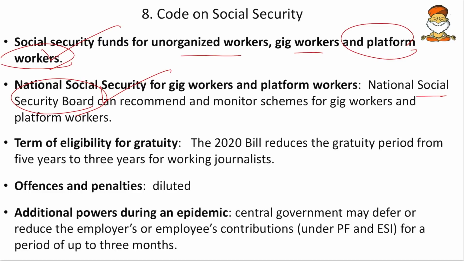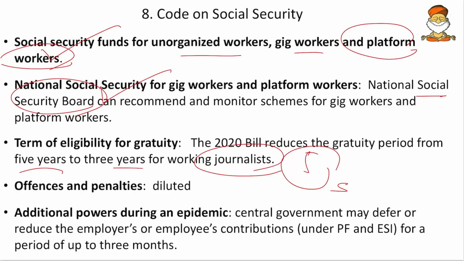Then the term of eligibility for gratuity. So here the bill reduces the gratuity period from 5 years to 3 years for working journalists. For all others, it is 5 years. So that is fixed. So if anybody works for an organization for 5 years and if he leaves, then obviously the organization should pay some amount as gratuity as a token of gratitude to that person.